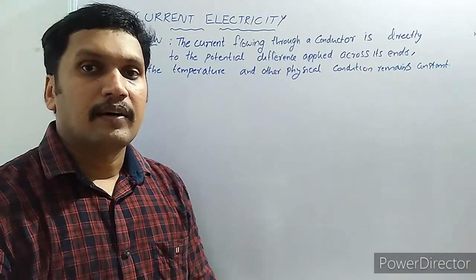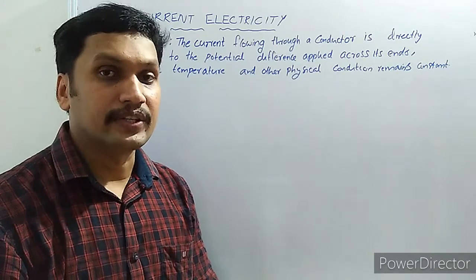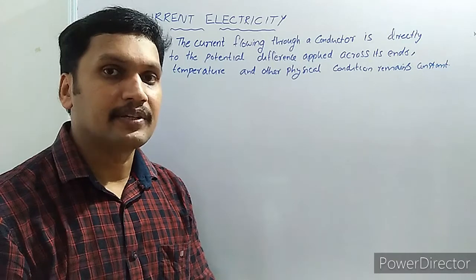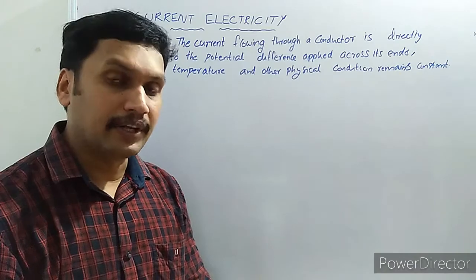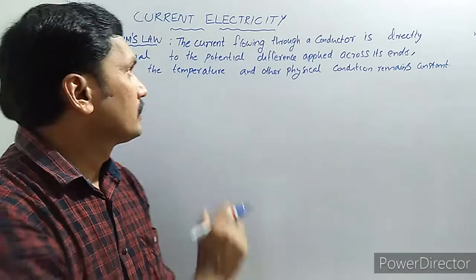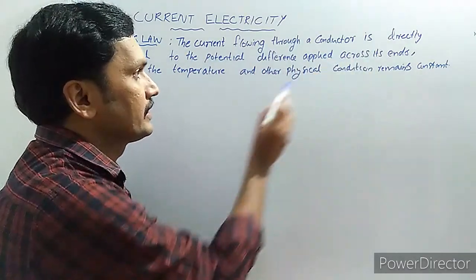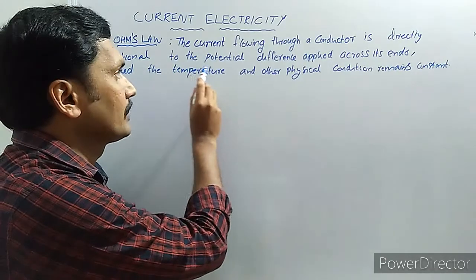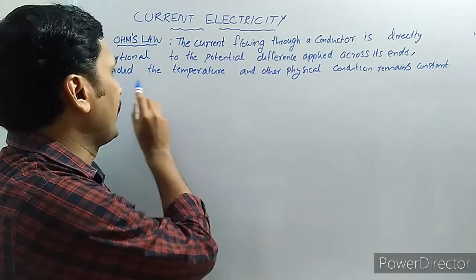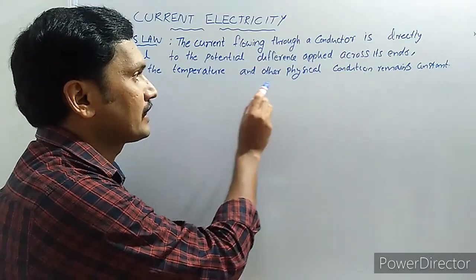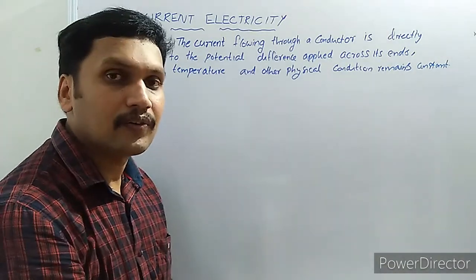The basic law regarding the flow of electric current was discovered by the scientist named George Simon Ohm in 1828. According to Ohm's law, this is the statement of Ohm's law: the current flowing through a conductor is directly proportional to the potential difference applied across its ends, provided the temperature and other physical conditions remain constant.